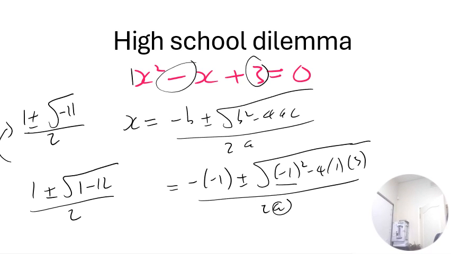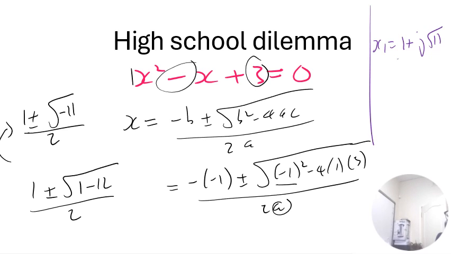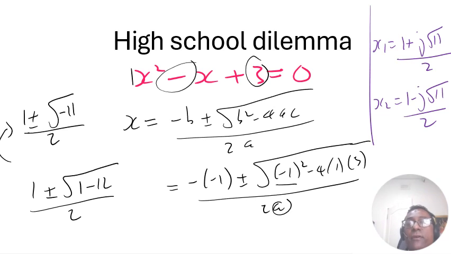And what did this tell us? Don't go there. But the two roots, and I'm scribbling all over the place, could easily be written as x1 equals 1 plus j root 11 all over 2, and x2 equals 1 minus j root 11 all over 2. Two roots, complex, there we go, and we're done.